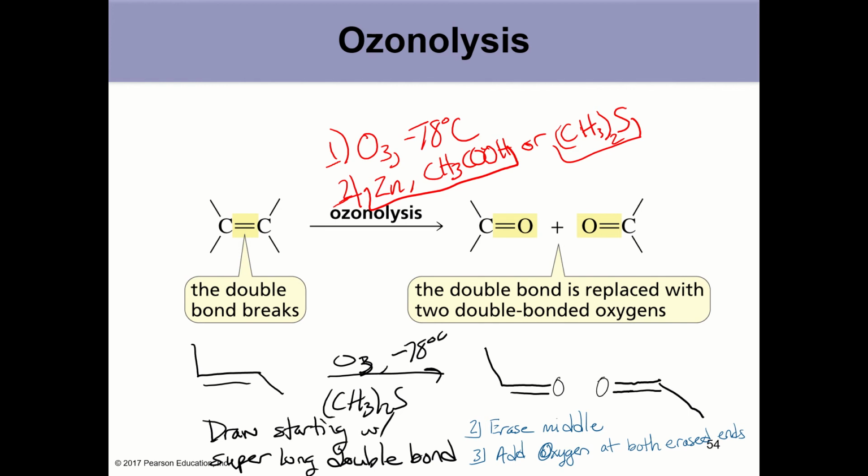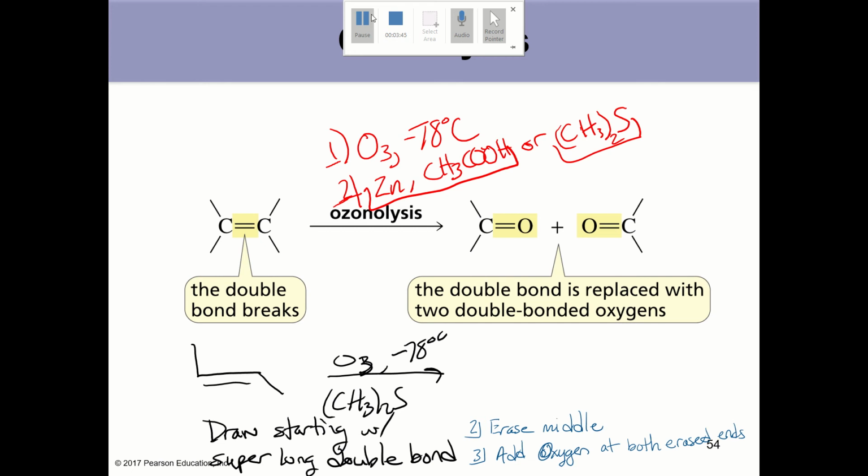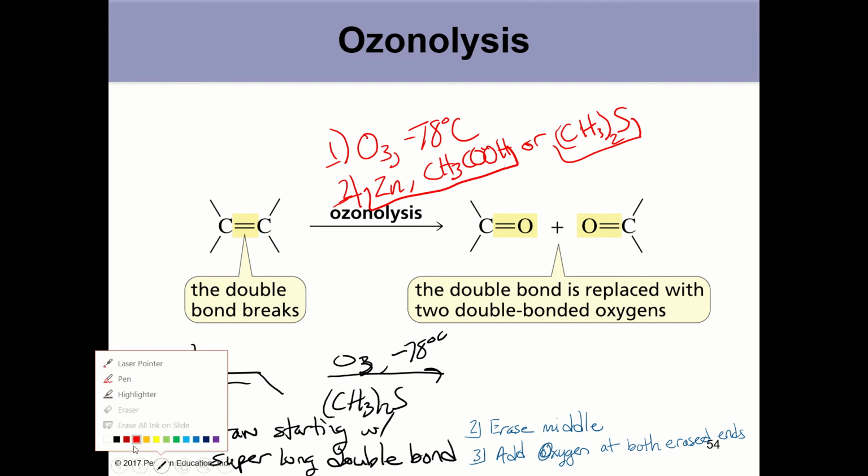Oh, this is my favorite reaction. Oh, yay. Okay, hold on. I'm going to pause. So ozonolysis is my favorite reaction. And we are not going to learn the mechanism for this reaction, but what we're going to focus on is the method of determining the product. Okay? So I have a methodology for you to follow in determining what the product will be.